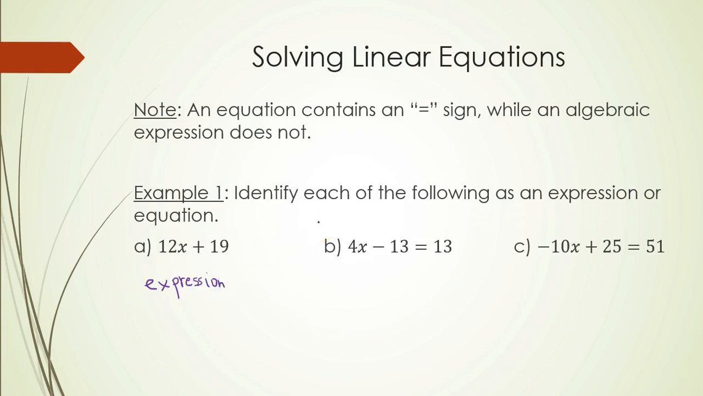In part B, 4x minus 13 equals 13. There is an equal sign. We do have an equation. In part C, once again, we have an equal sign. That means that we have ourselves an equation.